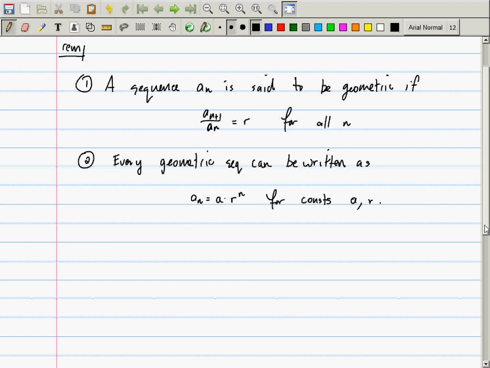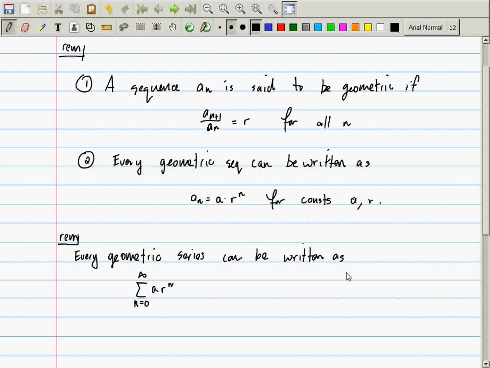So for this specific kind of sequence, a geometric sequence, we can consider a series. Remark: every geometric series can be written as the sum from n is something to infinity of a multiplied by r to the n. By convention, where do geometric series start the index? At zero.